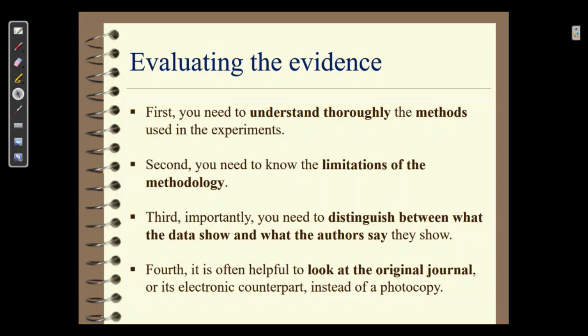Fourth, it is often helpful to look at the original journal or its electronic counterpart. For example, if we have hard copies of the paper, it may be difficult to search it directly or to check it in the online journals. So it is a good idea to have the electronic counterpart of the journals, and we can search those articles online, and we can check the references and so on. This will make us understand thoroughly each and every section.